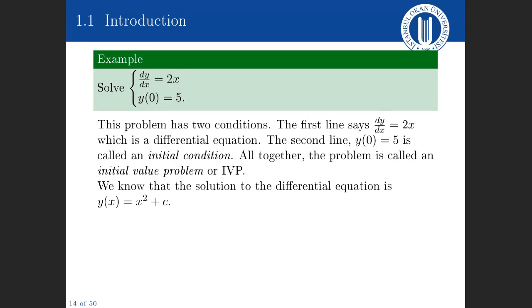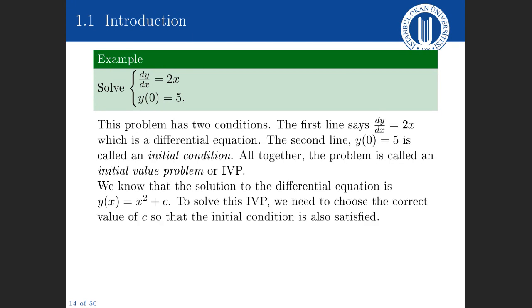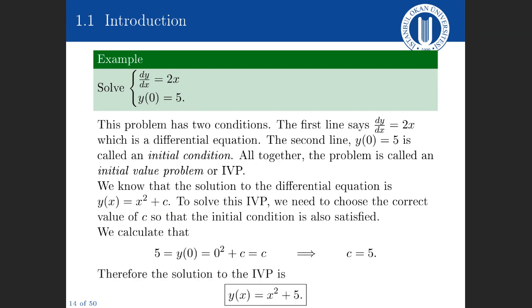So we know the solution to the differential equation. We've just seen that that's y is equal to x squared plus c. We need to choose the value of c which satisfies the initial condition. So we start by writing 5 is equal to y of 0. That's our initial condition. We know that y of x is x squared plus c, so y of 0 must be 0 squared plus c. And from this, we can see that we must have that c is equal to 5. So the solution to the initial value problem must be y is equal to x squared plus 5.